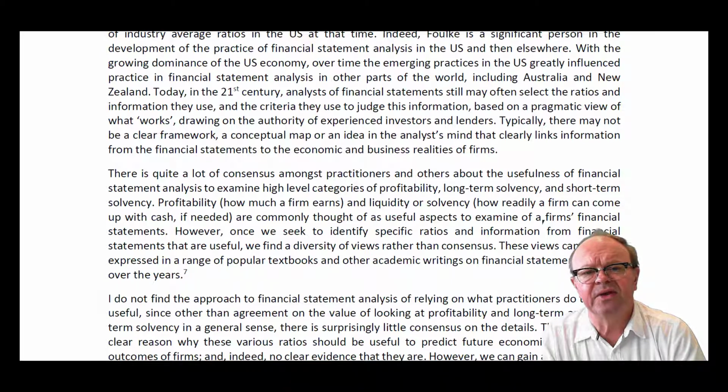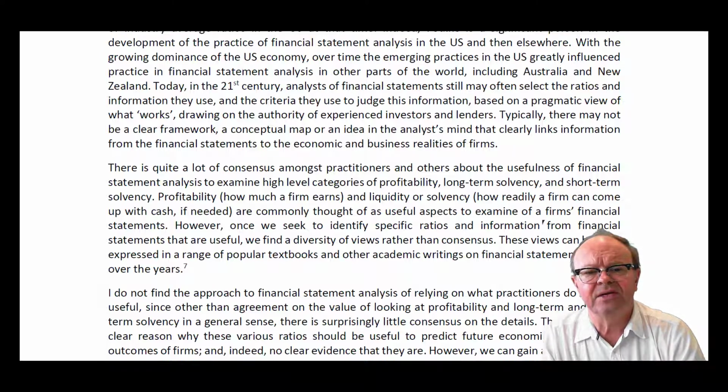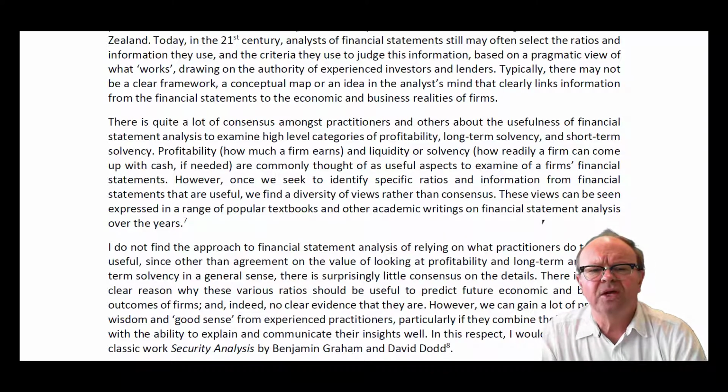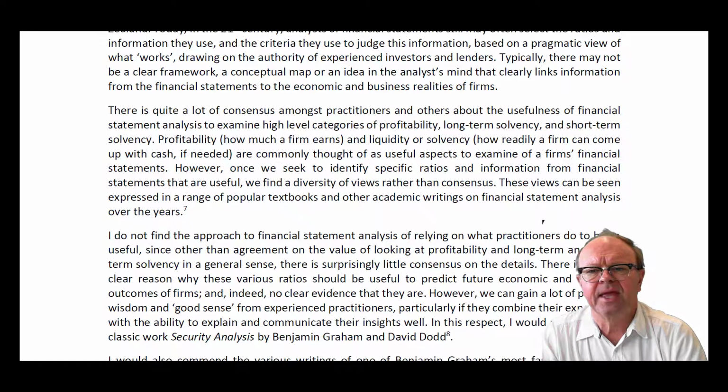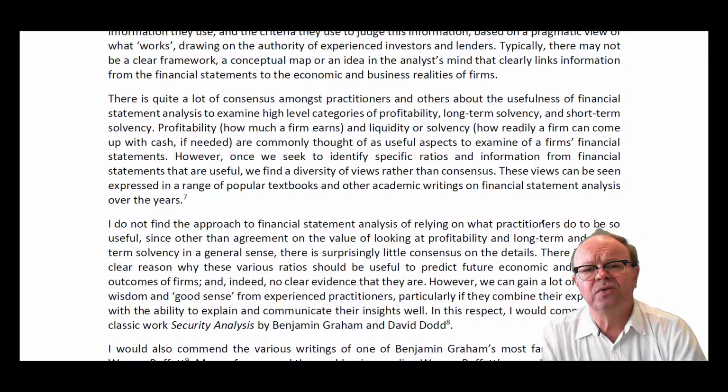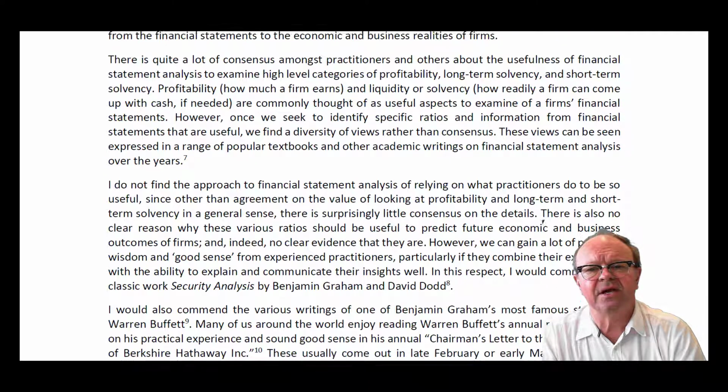Today, in the 21st century, analysts of financial statements still may often select the ratios and information they use and the criteria they use to judge this information based on a pragmatic view of what works, drawing on the authority of experienced investors and lenders. Typically, there may not be a clear framework, a conceptual map or an idea in the analyst's mind that clearly links information from the financial statements to the economic and business realities of firms.